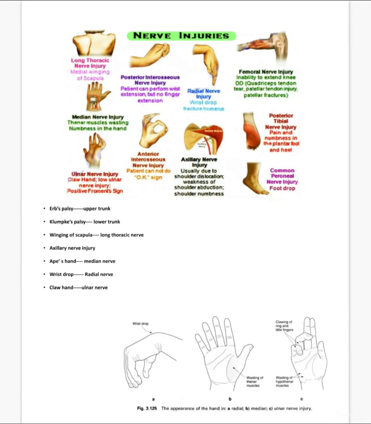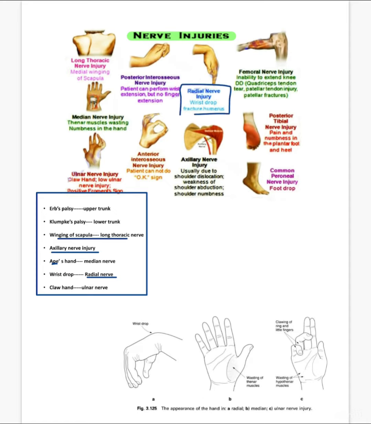Now see, this is one which shows all the injuries, guys. This we have already done. Erb's palsy, upper paralysis, that is upper trunk. Klumpke's, that is lower trunk. Winging of the scapula, that is long thoracic nerve. Then axillary nerve injury, regimental badge sign. Ape hand, guys, is your median nerve thing. Wrist drop is for radial nerve, and claw hand is for ulnar nerve. Again, very important, guys.